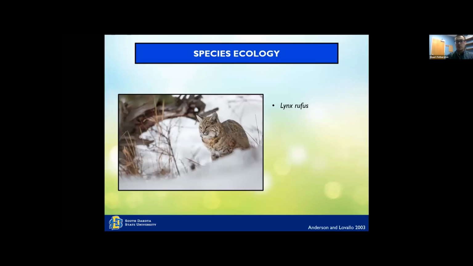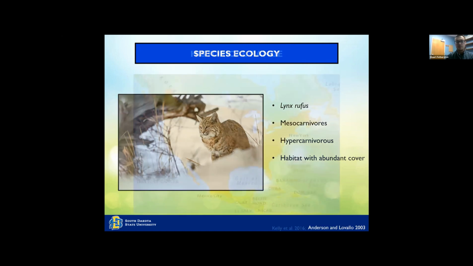And so for a little bit of background information, bobcats are one of two species in the genus Lynx in North America. They're the most widely distributed native felid in North America. They're mesocarnivores, and on average, they weigh about 6.5 to 10 kilograms. In addition to that, they're hypercarnivorous. Most of their diet is made up of meat. And in general, their habitat consists of areas with abundant cover that facilitates their stalking and ambush style hunting.